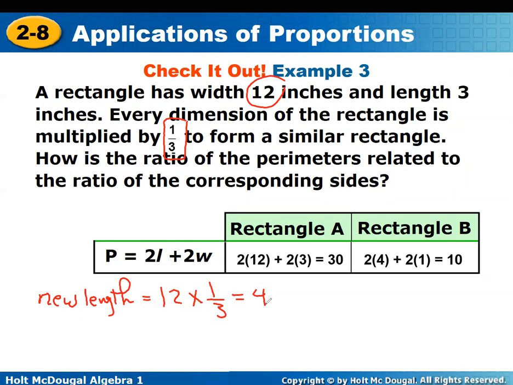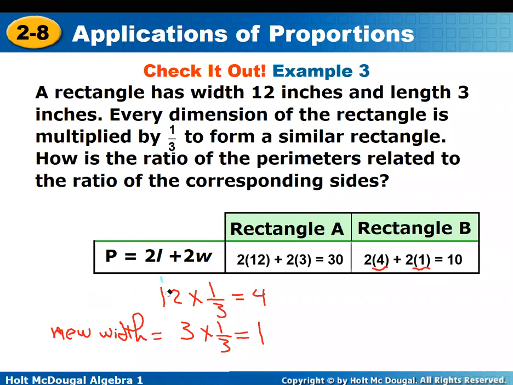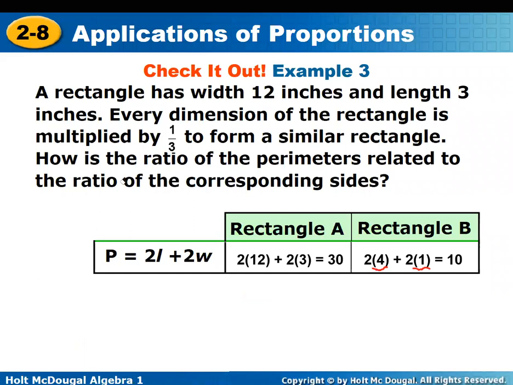So we also do 3 times a third. Second, the new width will be 3 times a third, which equals 1. Then here, rectangle B has 4 and 1, because we already found the new dimensions, since he told us that we have a third of a similar rectangle. Now we have the dimensions of rectangle A and of rectangle B. Agree with me?